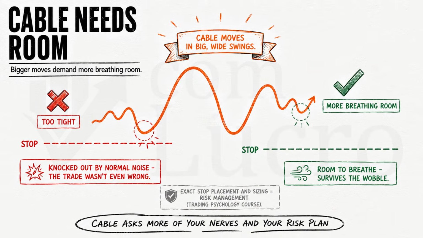And that speed carries a hidden demand. Bigger moves need more breathing room. Because cable swings harder, a stop placed too tight gets knocked out by ordinary noise. The pair was never even going against your idea, it just wobbled. Now, exactly how you place that stop and size the trade around it belongs to risk management, and that's the home turf of our trading psychology course, not this one. But you need to know the demand exists. Cable asks more of your nerves and your risk plan than EURUSD ever will.